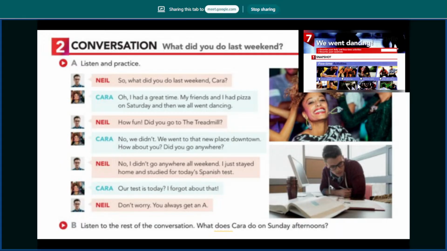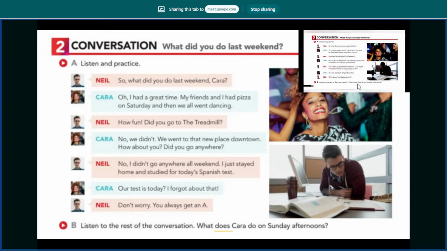Unit 7. We went dancing. Page 44. Exercise 2. Conversation. What did you do last weekend? Part A. Listen and practice. So, what did you do last weekend, Kara? Oh, I had a great time. My friends and I had pizza on Saturday, and then we all went dancing. How fun! Did you go to the treadmill? No, we didn't. We went to that new place downtown. How about you? Did you go anywhere? No, I didn't go anywhere all weekend. I just stayed home and studied for today's Spanish test. Our test is today? I forgot about that. Don't worry, you always get an A.